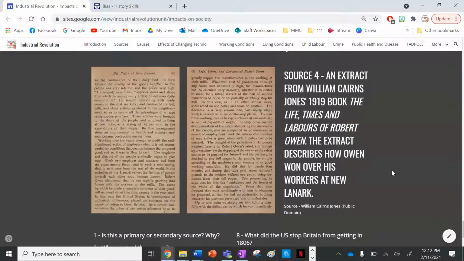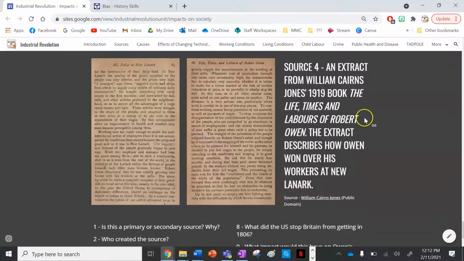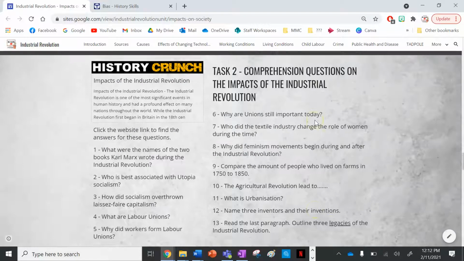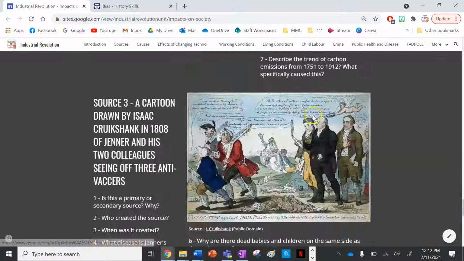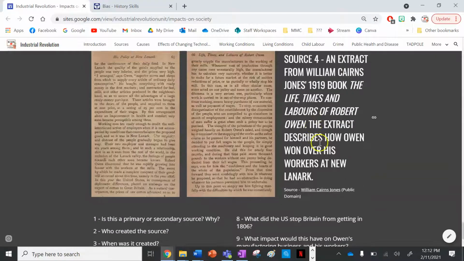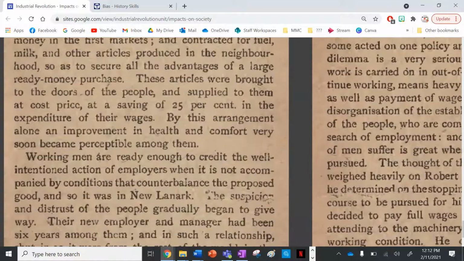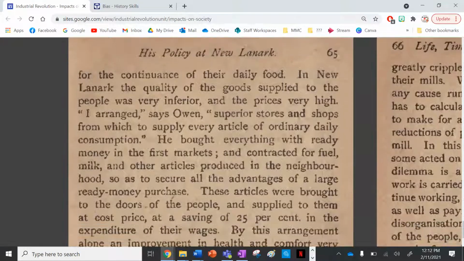Number 4. Now, this is an extract from William Jones's 1919 book called The Lifetimes and Labours of Robert Owen. So going back to this guy here, and just going back down to the source. This extract in particular, these 2 pages, talk about his workers and his treatment of his workers at the factory at New Lanark. So, like any good historian, I'm going to read the source before we start answering the questions.